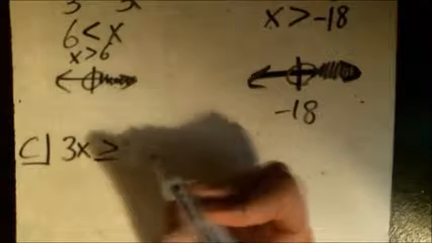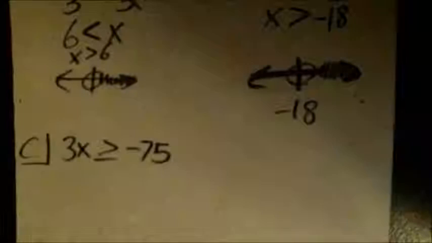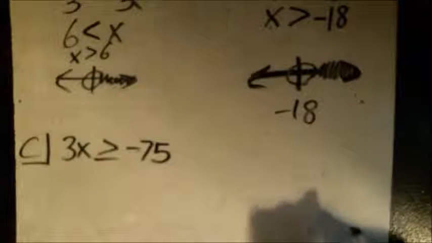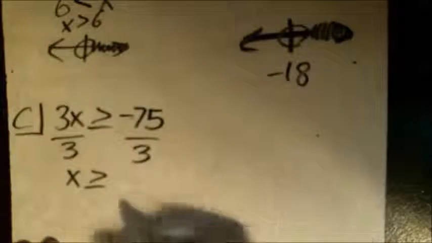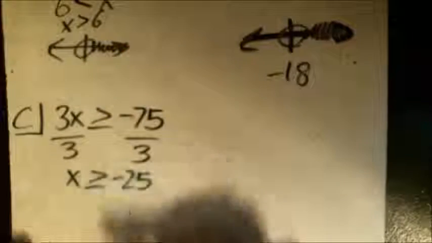Alright, for c, we've got 3x is greater than or equal to negative 75. Once again, I want to get rid of the 3, so I'm going to divide both sides by 3. And because I'm only dividing by a positive and not a negative, I'm not going to flip my sign. So negative 75 divided by 3 would be negative 25.